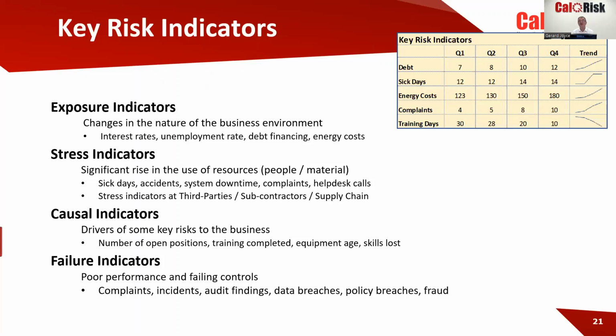Okay, enough on that. Here's a little graphic using the sparkline in Excel. It's often not a figure. Energy costs of 180 means nothing. But if I can see that the energy costs have been growing over the last 4 quarters significantly, and the trend is still upwards, that's the key risk indicator. It's the trend, isn't it?